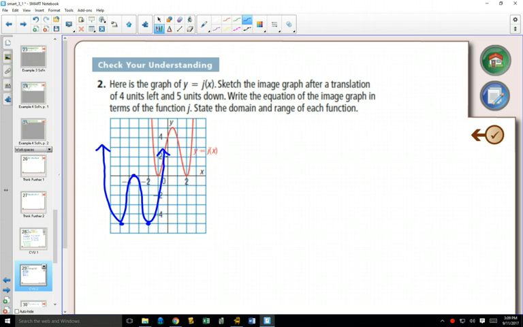We want the equation of this image graph. Well, since we've moved it 4 to the left, that's going to be inside the function, and 5 down, that's outside of the function.